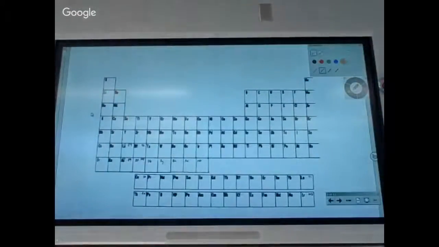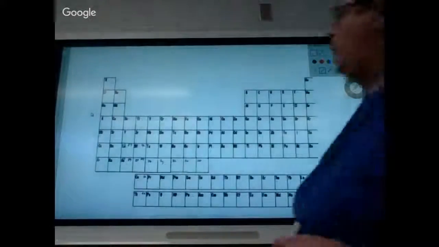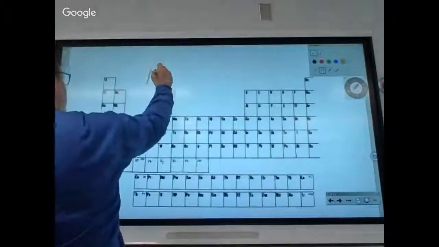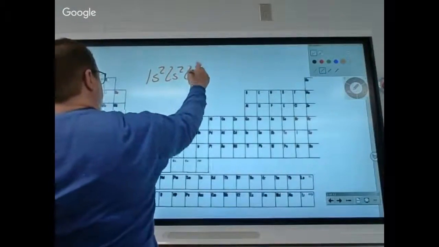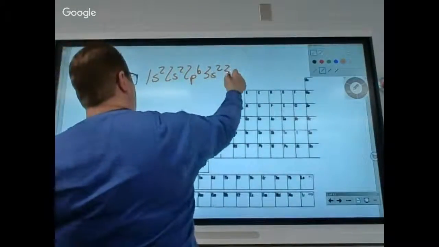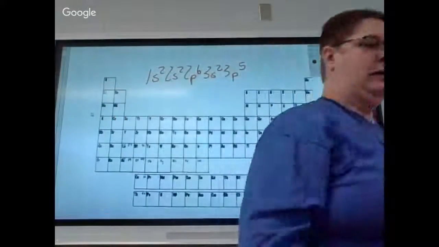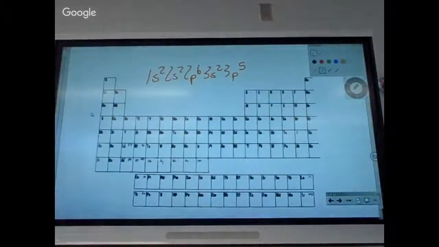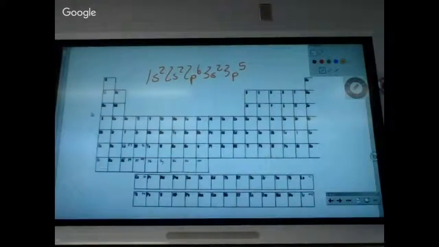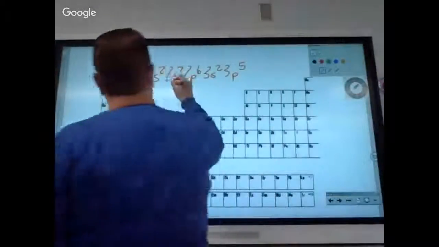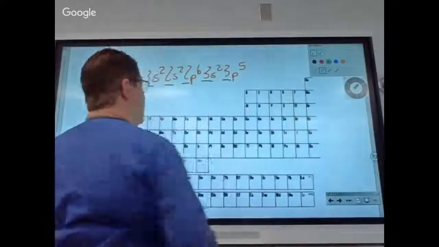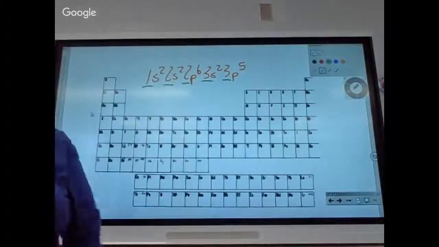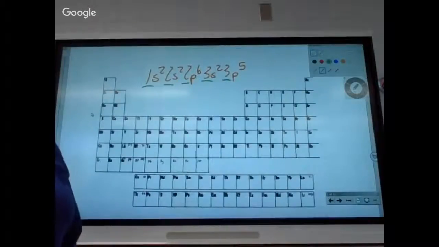All right. C. The number of occupied energy levels of chlorine. What are the energy levels in that configuration? Energy levels are the coefficients. So 1, 2, 2, 3, 3. So which energy levels are occupied? 1, 2, and 3. So the highest occupied energy level is which one? 3. 3 is the highest occupied.